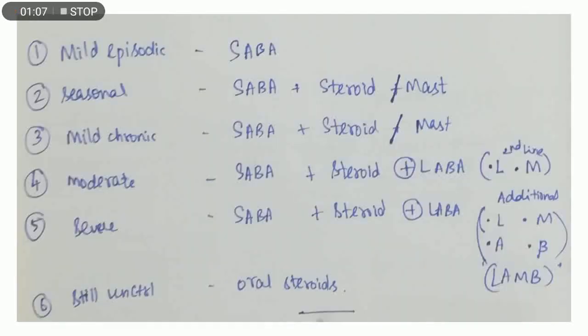So for a mild episode, mild episodic asthma, SABA is used. Seasonal, SABA is used along with steroid or the mast cell inhibitor such as sodium cromoglycate and ketotifen. And mild chronic uses SABA and steroid same. And moderate, SABA along with steroid plus a long-acting beta agonist because we don't want an attack, so it's used for chronic use. And if it's a severe asthma, we use all the above. And additionally, we use LAMP, such as the leukotriene receptor antagonists and mast cell stabilizers, anticholinergics, and beta agonists together, alright? And still, if it is uncontrolled, then oral steroids are used.